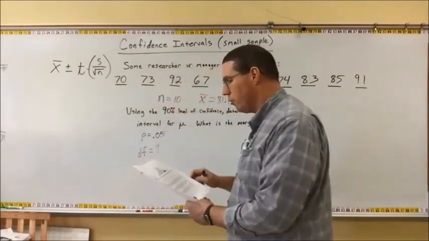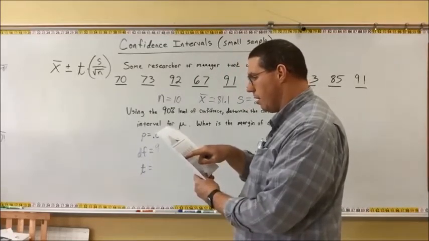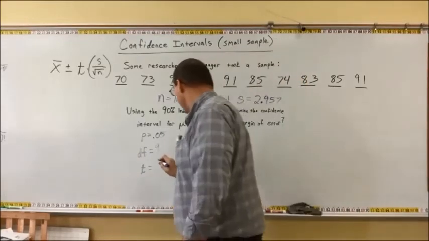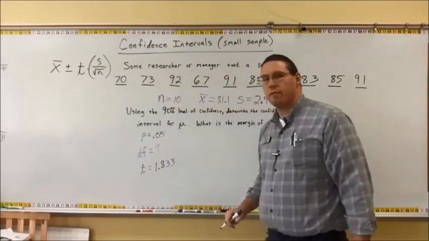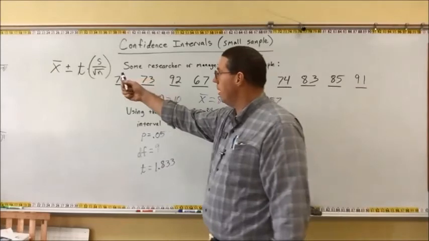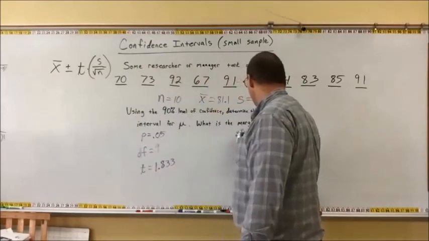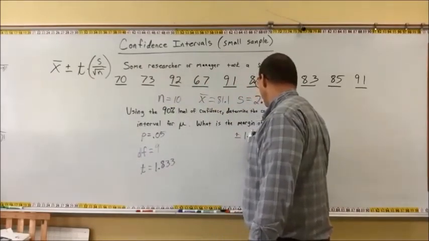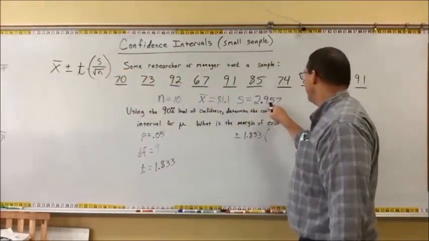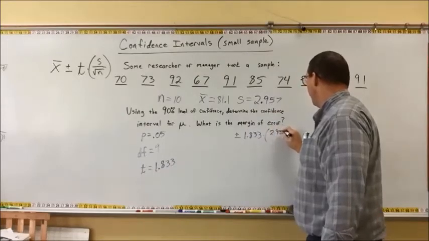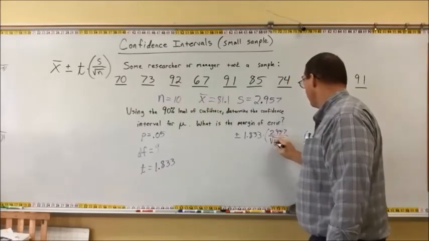The critical T value. 0.05, going down to degrees of freedom 9. I'm seeing 1.833. So we've got our T statistic, and now we can use our formula to get our margin of error. Let's leave this alone for a minute. We'll just do the plus or minus T, which is 1.833, times standard deviation over the square root of n. Standard deviation is 2.957 divided by the square root of the sample size, which is the square root of 10.